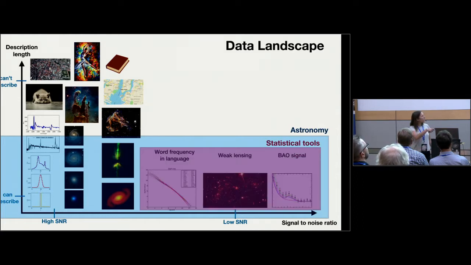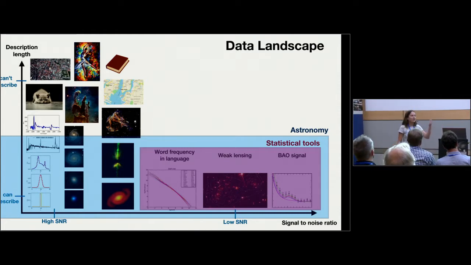Now, on the right part of this diagram, we have developed very robust statistical tools to really mine our data sets and extract these very weak signals. But the question is, what are we doing here? We have examples like cats and the pillars of creation, but we have more complex examples as well, like maps or books.